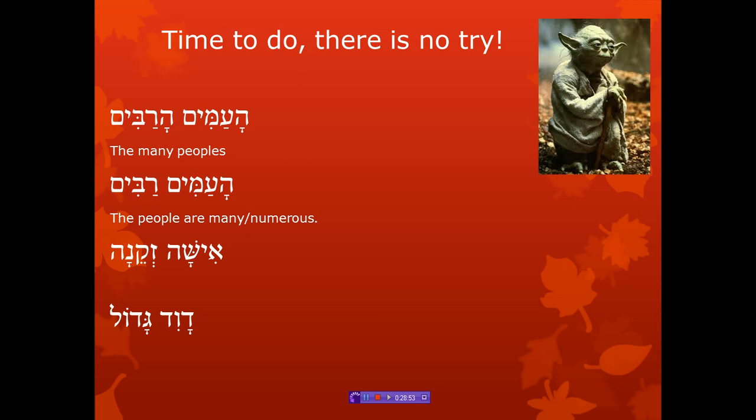Let's look here at the next sentence, a feminine noun, isha zakena. Isha zakena. Okay, so isha, of course, refers to a woman. What do you think? Is this a predicate or an attributive adjective? Look at it for a second. Refer back to the rules if you need to, and see if you can determine what it might be.